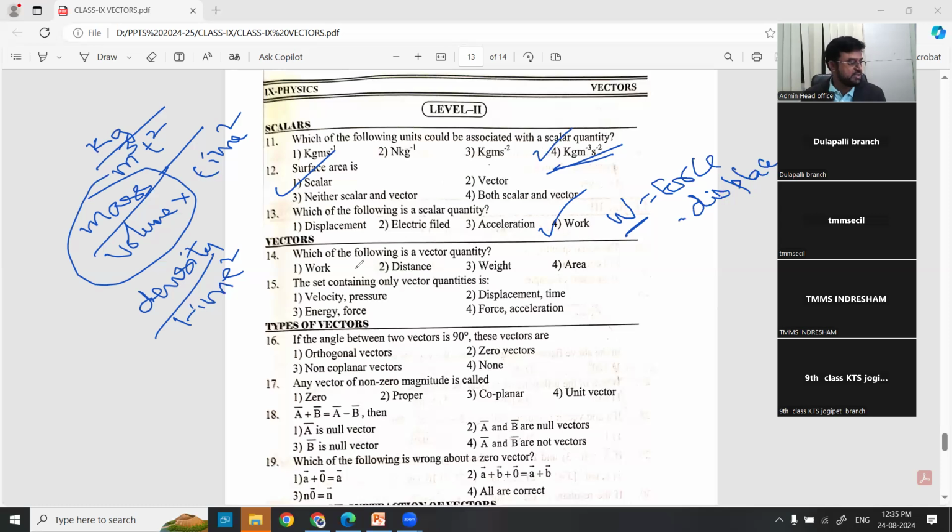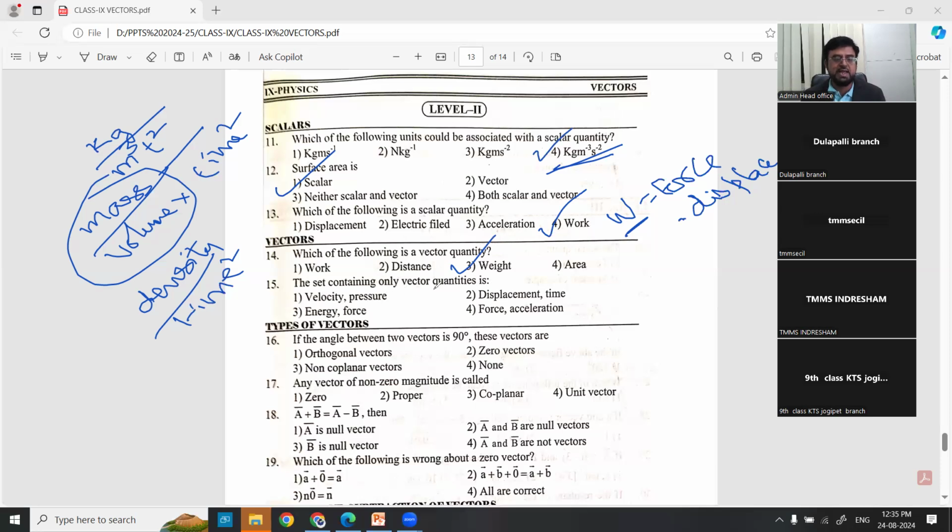Now vectors are there. Next question. Which of the following is a vector quantity? So weight. Weight has a particular direction. Weight shows some direction. So hence, work is a scalar quantity, distance is a scalar quantity, area is also scalar, as we have just seen. So only weight is a vector quantity.